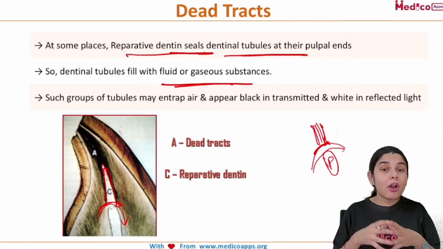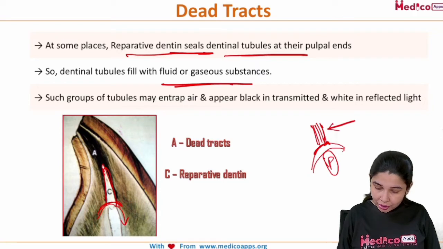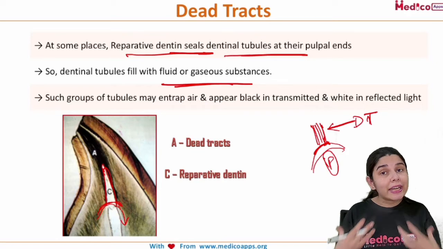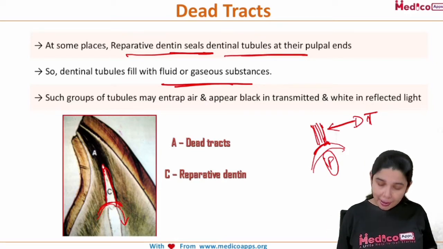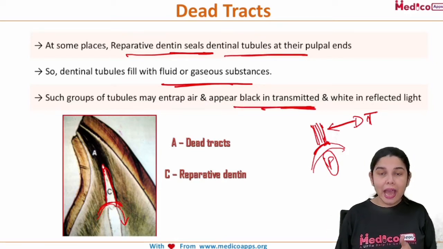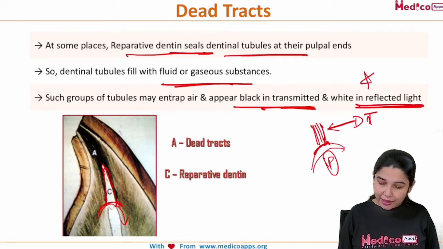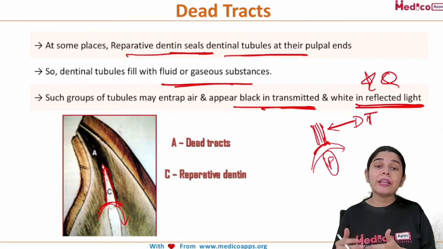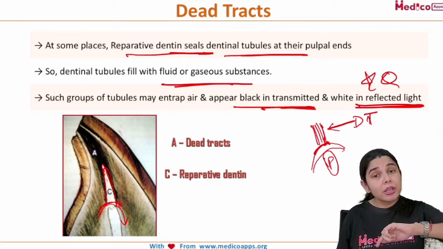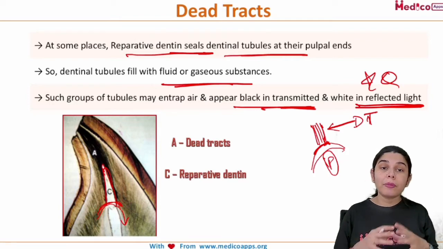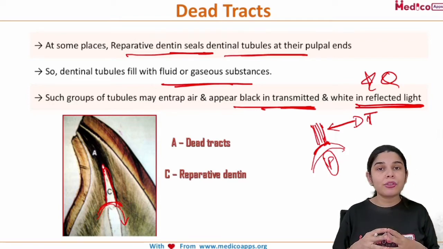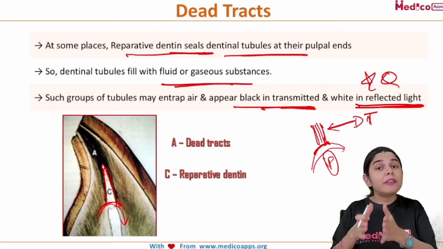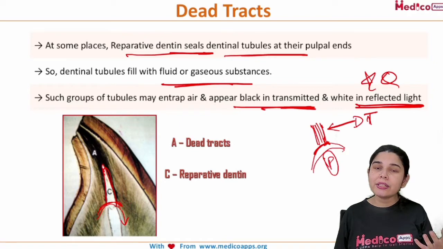So such a group of dentinal tubules will entrap the air. And again, they will appear black in transmitted light and white in reflected light, which I have just mentioned. But here I am also mentioning that a reparative dentine seals the dentinal tubules, that means a layer of reparative dentine is formed. And here I also want to mention one point, that this dead tract is the initial phase of the sclerotic dentine. Now, what exactly is sclerotic dentine?